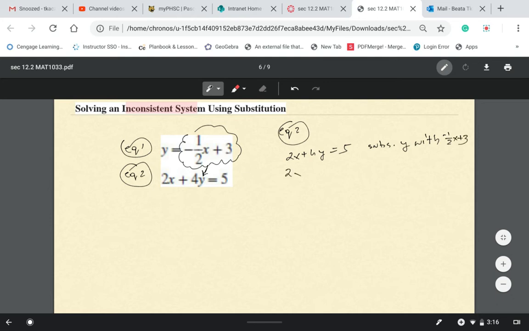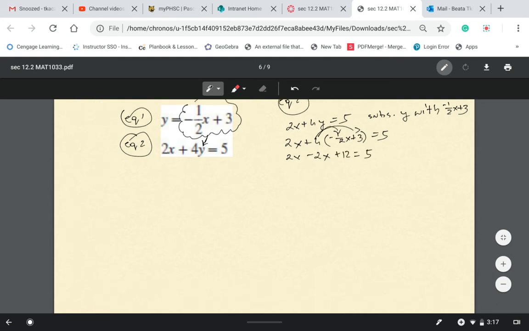So we're having 2x plus 4 times negative 1 half x plus 3 equal 5. Let's distribute. 4 times negative 1 half will give you negative 2x. 4 times 3 will give you 12 equal 5. So we end up with 2x minus 2x, which is just 0, and we end up with 12 equal 5. 12 never equals 5, so we know this is a false statement.